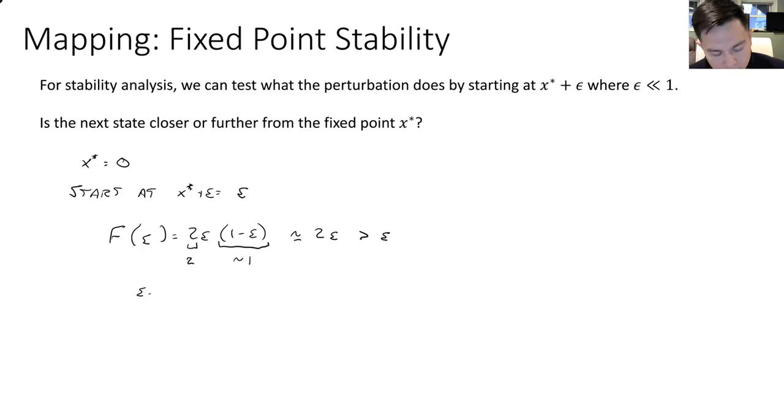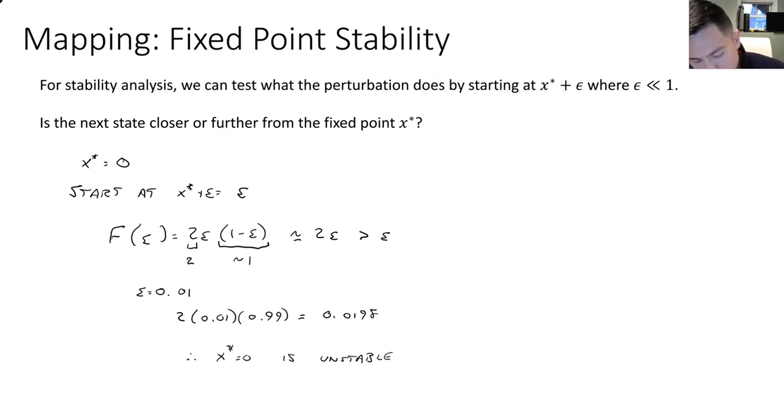So we could eventually show this, right? We could say, okay, well, what if epsilon is equal to 0.01? Well, then we would say, okay, that's 2 times 0.01 times 0.99, and that's going to give us a value of 0.0198, which is greater than the 0.01 that we've started at. In fact, almost double, which is what we would expect. Therefore, our x star value at 0 is unstable.